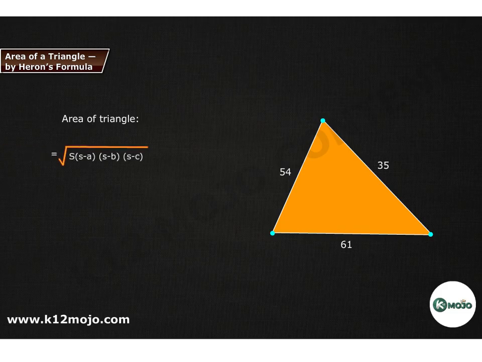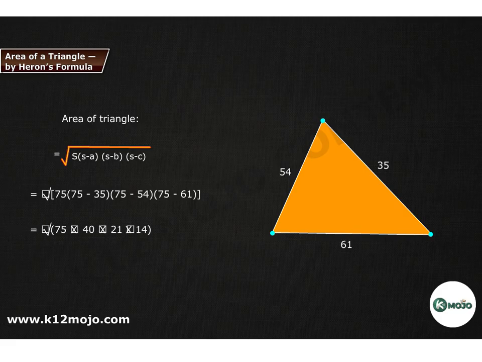Area of triangle is equal to square root of s into s minus a into s minus b into s minus c, which is equal to square root of 75 into (75 minus 35) into (75 minus 54) into (75 minus 61), which is equal to square root of 75 into 40 into 21 into 14, which is equal to 939.12 square centimeter.